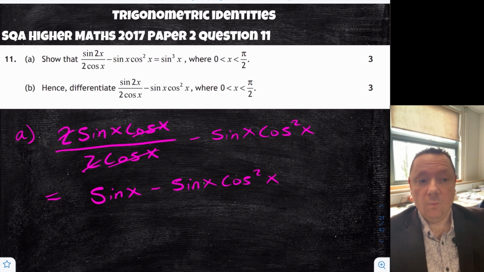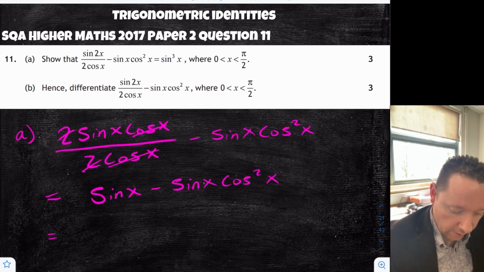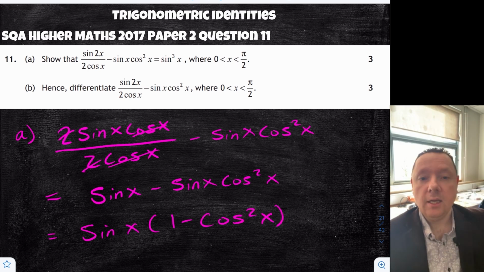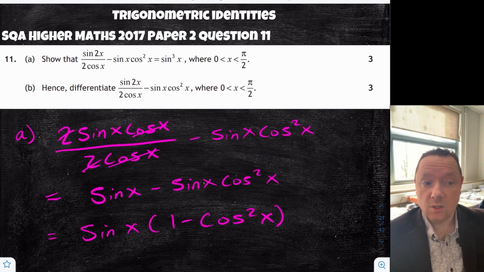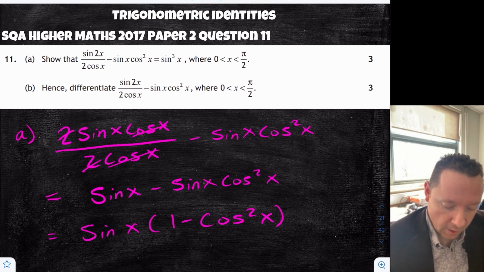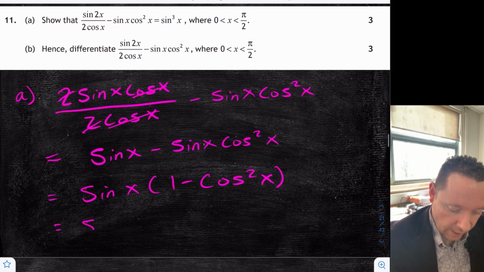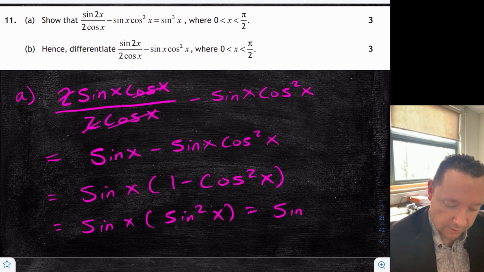Sine x is a common factor in this case, so that gives me sine x bracket 1 minus cos squared x, and if you're paying attention, you'll realise that 1 minus cos squared x is also equal to sine squared x. Just check the exam paper. Sine squared plus cos squared equals 1. So that means I can say that that is sine x times sine squared x, which is equal to sine cubed x, as required.